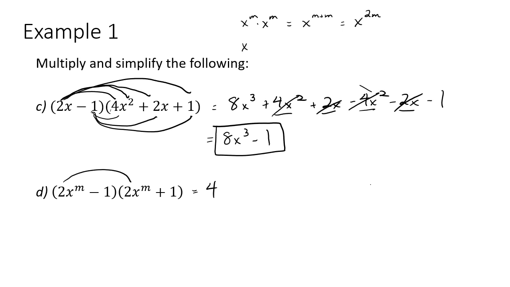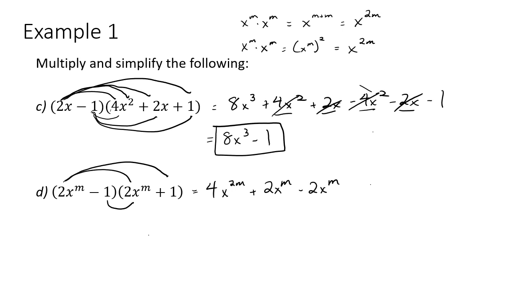The other way to think about it, which will get you to the same result, is that x to the m times x to the m is x to the m squared, which by property of exponents is also x to the 2 times m. But either way, that's going to give us 4x to the 2m. And then we're going to have 2x to the m times a positive 1. So a plus 2x to the m. And now to distribute the minus 1 through, negative 1 times 2x to the m would give us a minus 2x to the m. And minus 1 times a positive 1 would give us a minus 1.